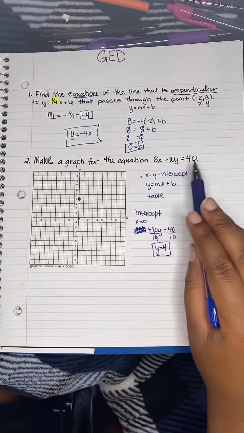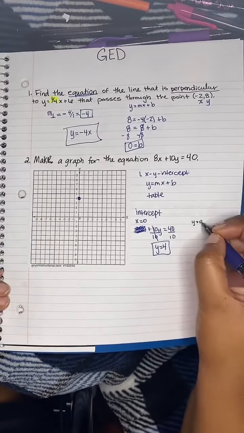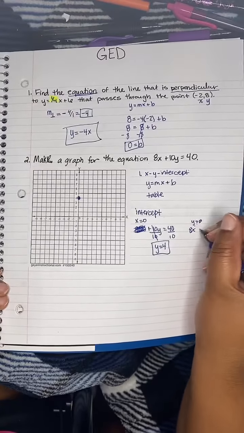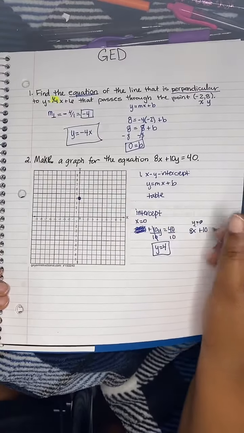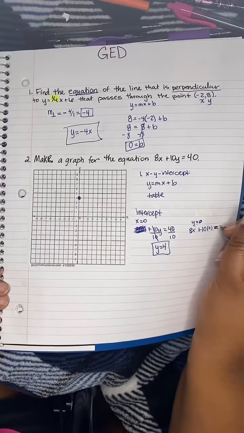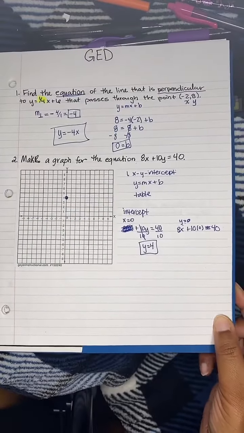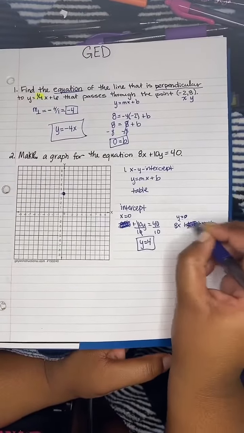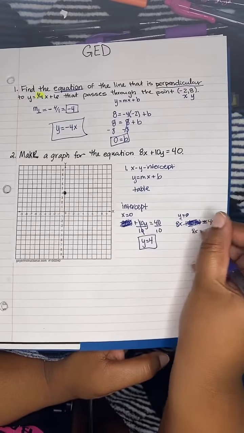Now I need to make the y 0. So if I make y 0, I'm going to write 8x plus 10 times 0 equals 40. Remember, I'm putting 0 in for that y. Anything times 0 just goes away. So you just remove it, and now you're left with 8x equals 40.